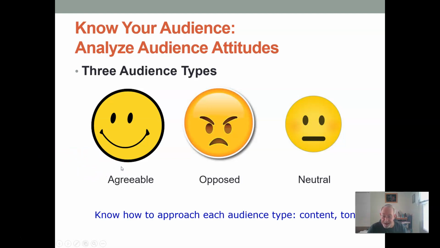The agreeable audience. They are already prone to accepting your message. This is easy. Use a direct strategy. However, this is rare because most people want to know what's in it for me.